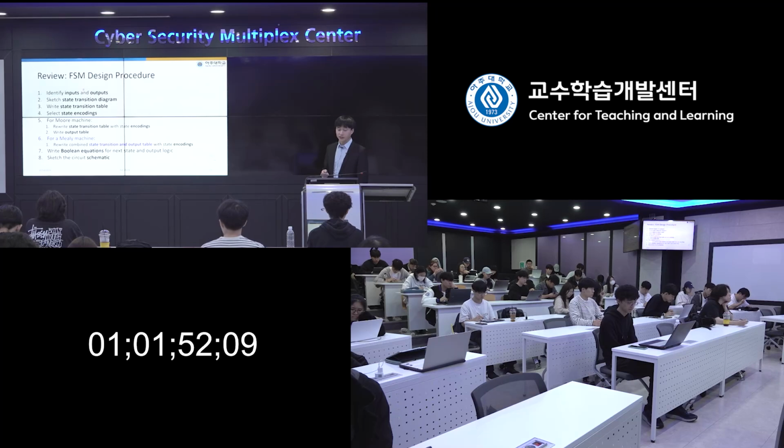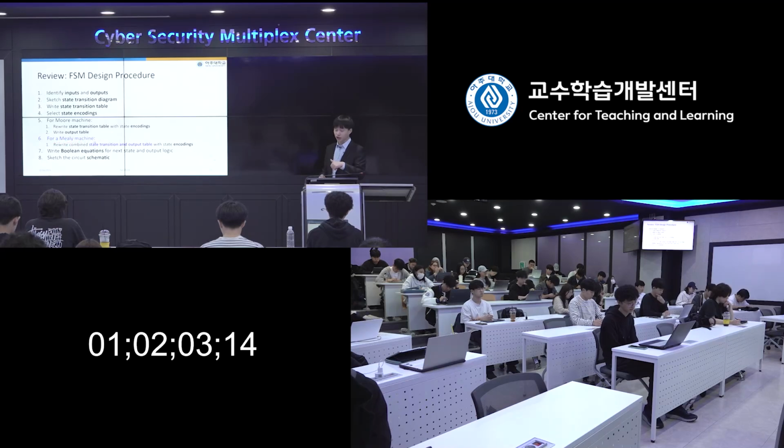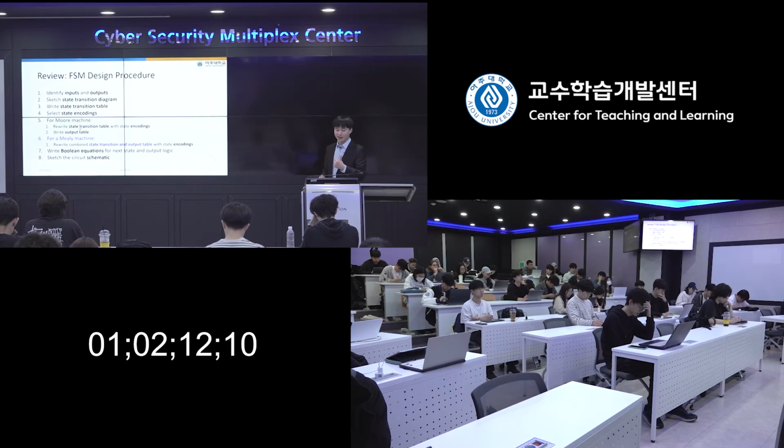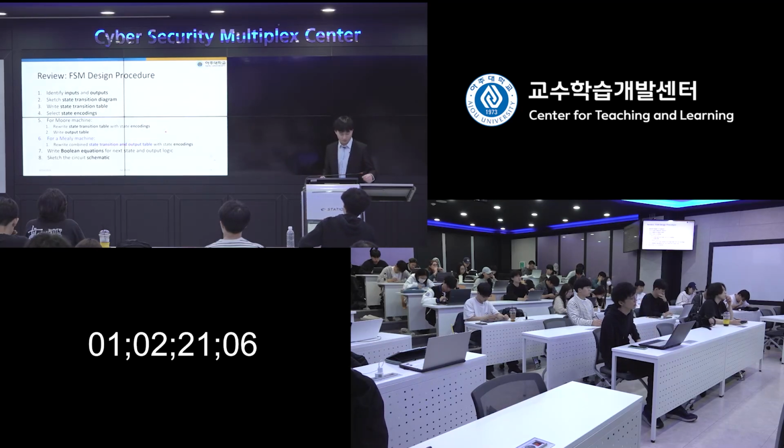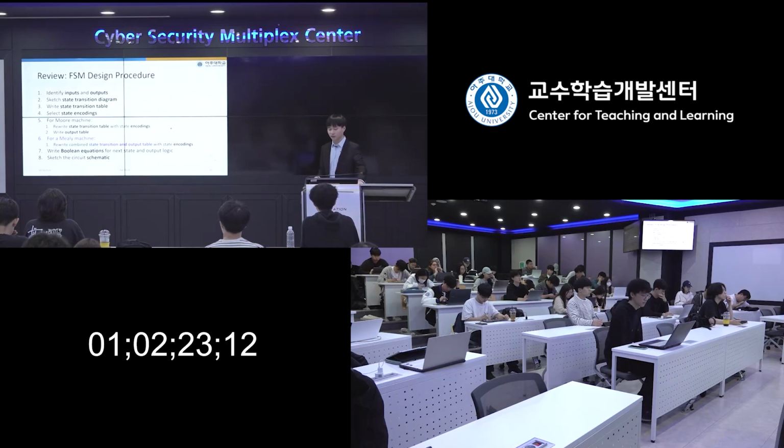So you recall the design procedure. We have been going through step 1 until step 8. Now we are particularly checking step 6. For Mealy machine, we need to rewrite a combined state transition and output table. Previously for Moore machine, we first rewrote the state transition table with encoding and wrote the output table. But for the Mealy machine, we need to do them together. But both techniques are the correct design.